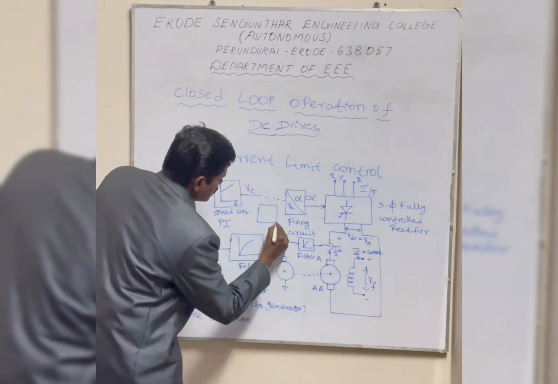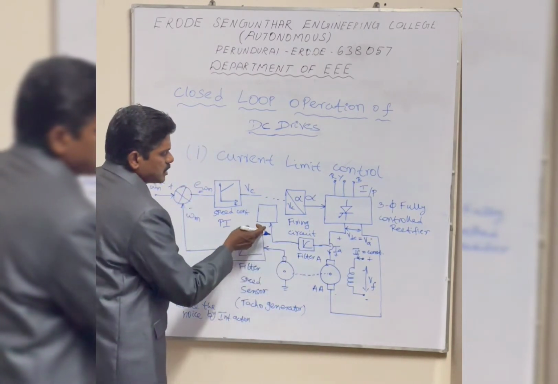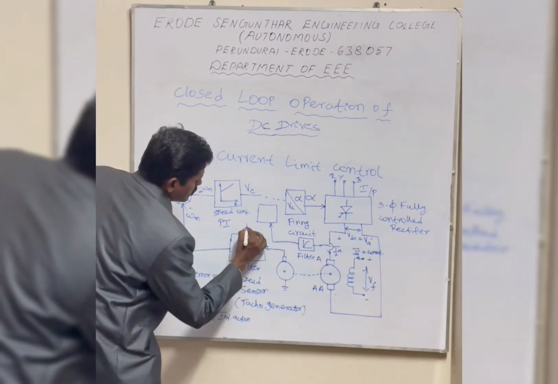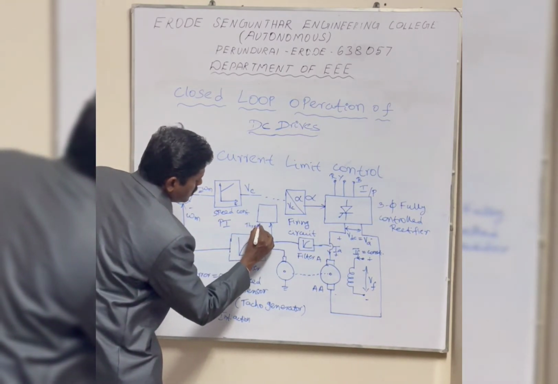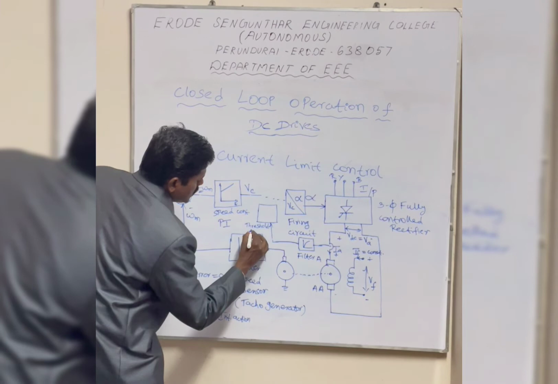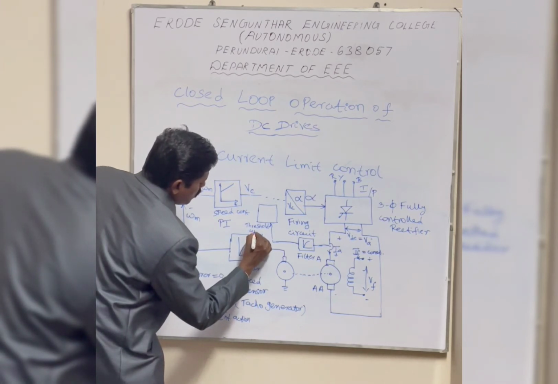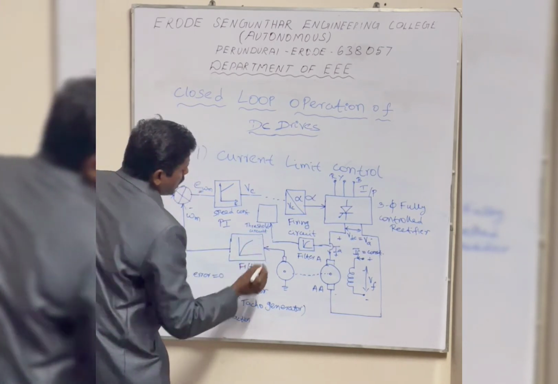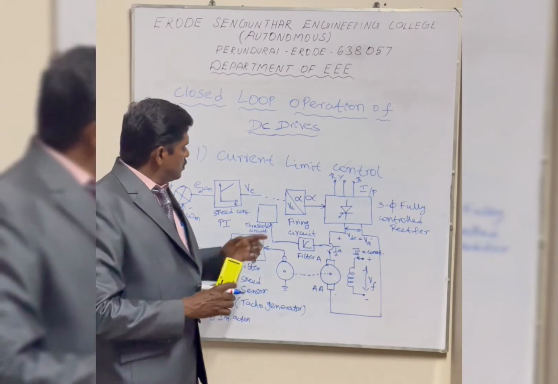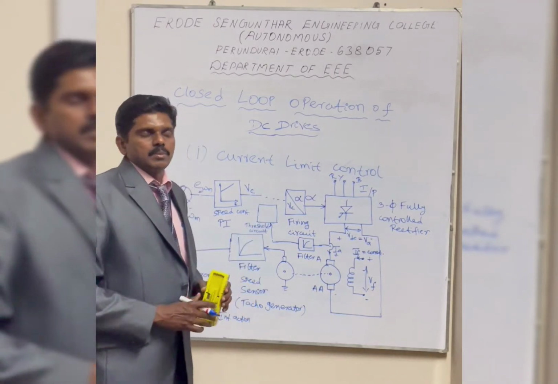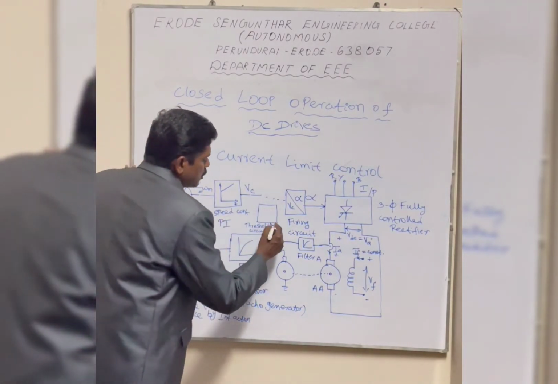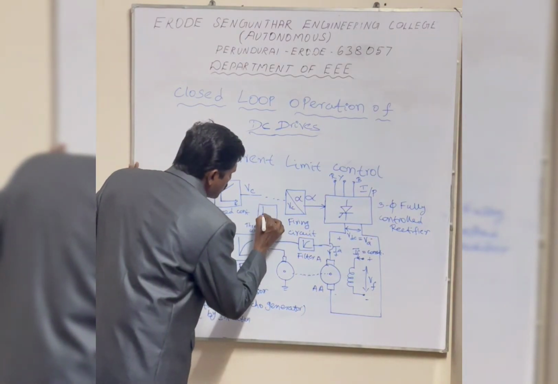Called as a threshold circuit. So the output of the filter circuit is given to the threshold circuit. The threshold circuit is used to control the armature current within the prescribed level, or maximum permissible values. Okay, so what is the control level?